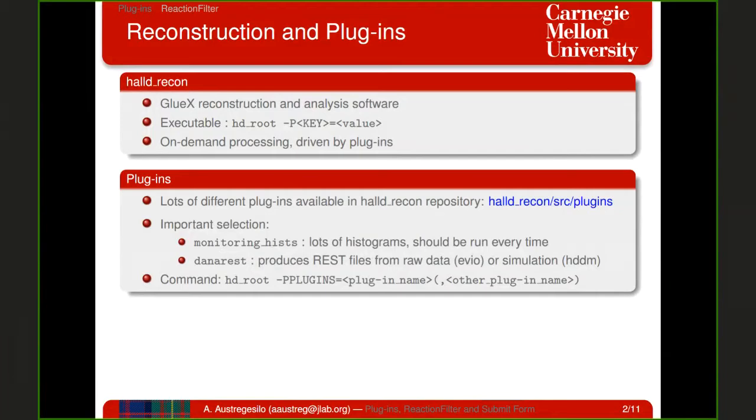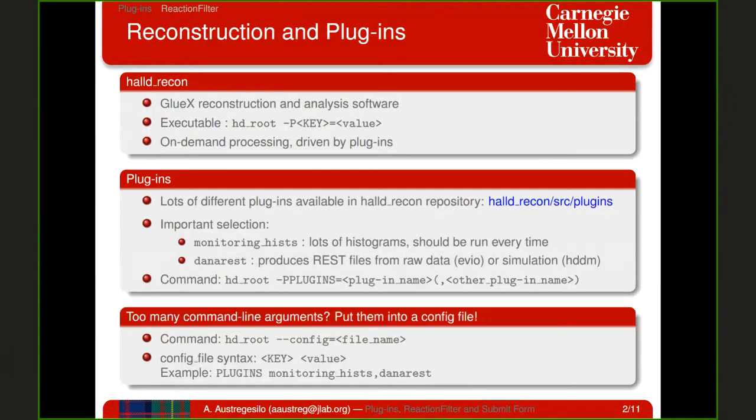And how to use it? You execute hdroot with -PPLUGINS= and then the plugin name. And if you want to run two plugins, you just put the two plugins with a comma in between. So this looks fairly easy.